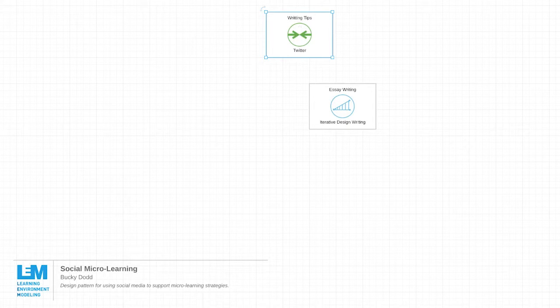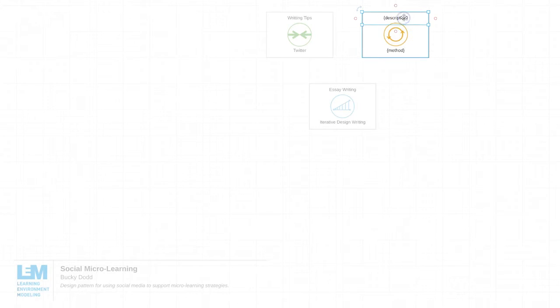Let's say, for example, we need some way of supporting feedback. In this particular case, let's use Flickr, or even better yet, we'll use SlideShare. So this would be for sharing drafts of writing. Okay, and as I mentioned, we're going to enable that through SlideShare.